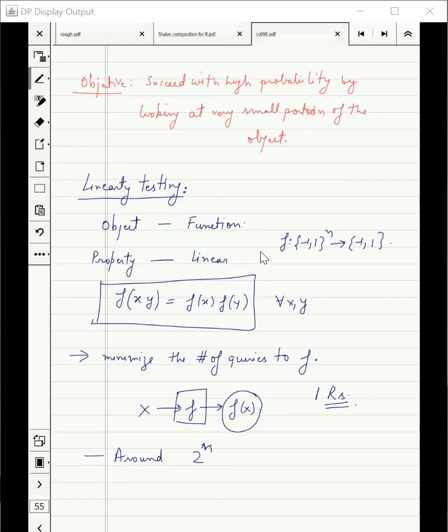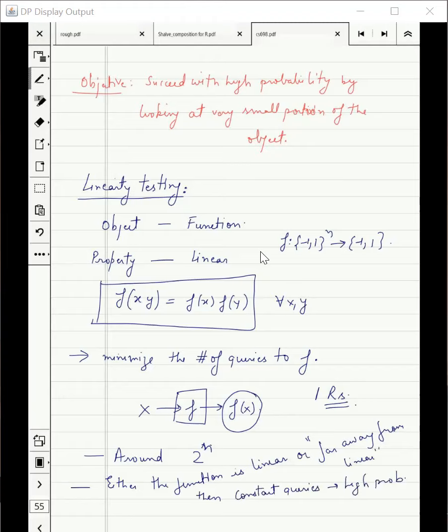We want the number of queries to be very small. So now, either the function is linear or far away from linear. This far away from linear will be clear to you in some time. And then only with constant queries you want to succeed with high probability. So this new goal and simplification of the problem is okay.